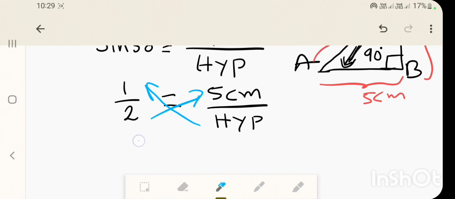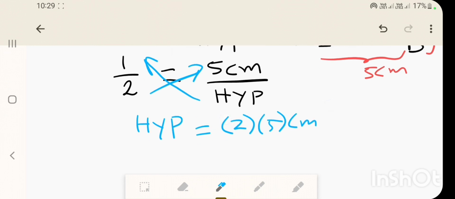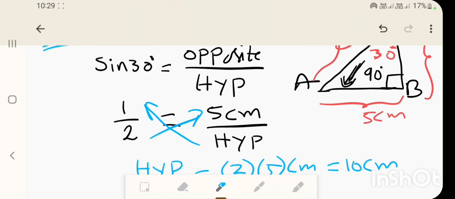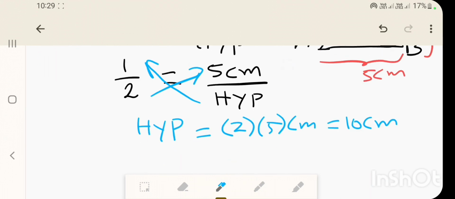So on the left hand side we get the length of hypotenuse is equal to, on the right hand side, 2 into 5 centimeters. So it is going to be 10 centimeters, the length of the hypotenuse. That is nothing but AC.